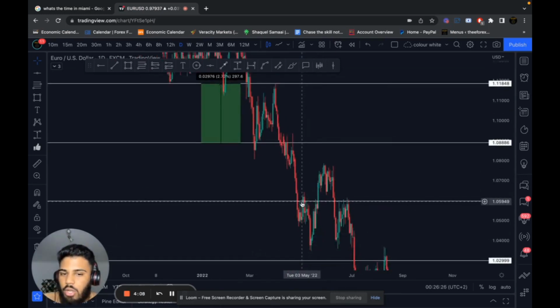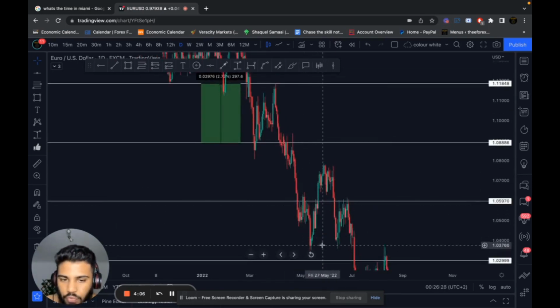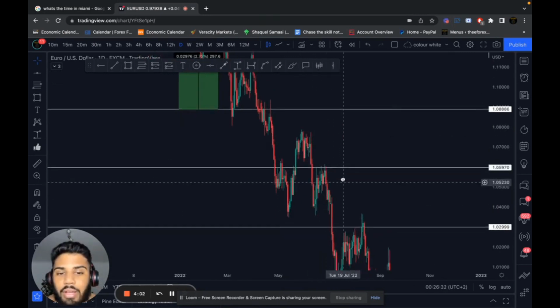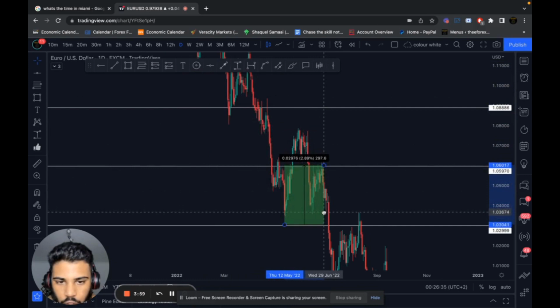It stops there, retests, sells off again, comes back, all the way back below, tests it and sells off again there. This is the exact same calculation right there.